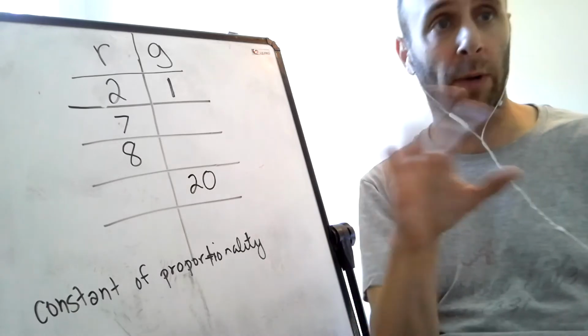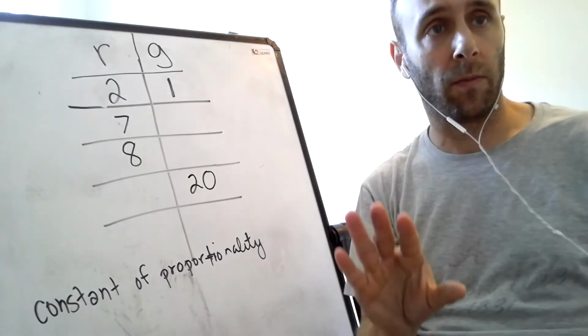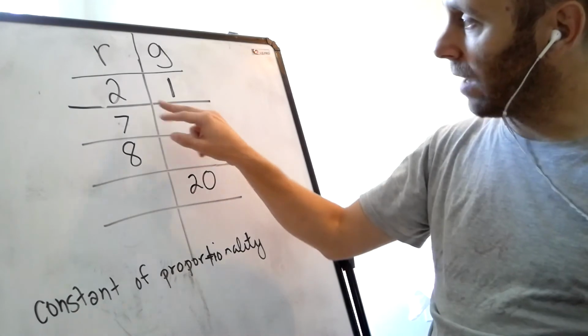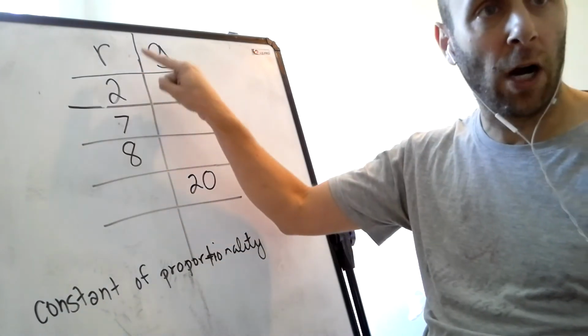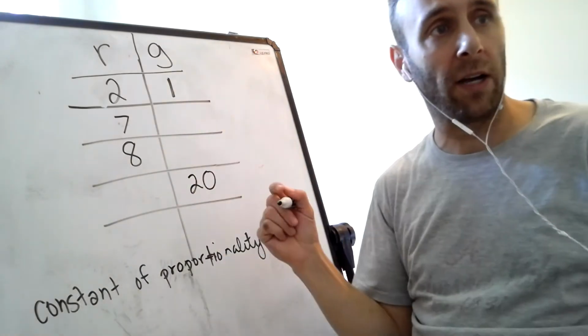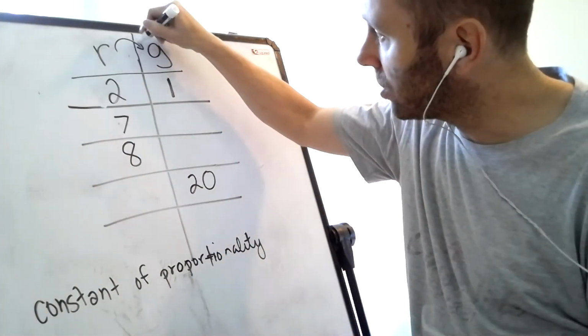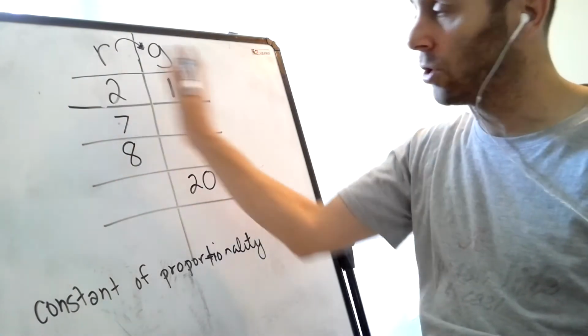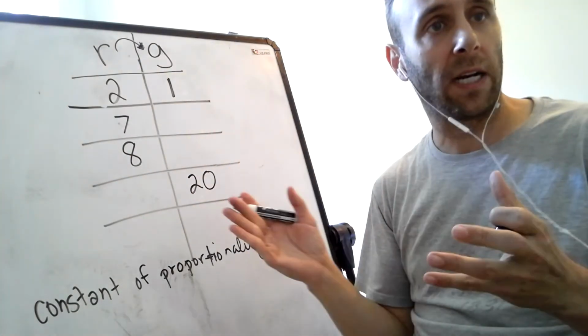Now I'm going to go through one and then give you a couple on your own, so watch closely. If I want to fill out this table, I need to figure out what is being done to R to get to G. What is the constant of proportionality? I'm going to put a little arrow there just to remind myself that we're going from R to G. That's going to help me later.